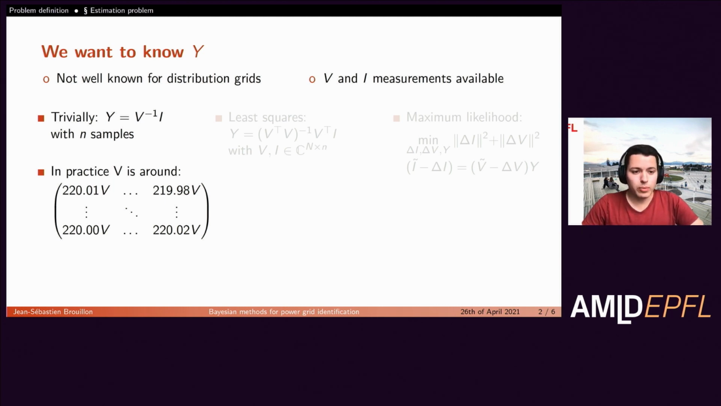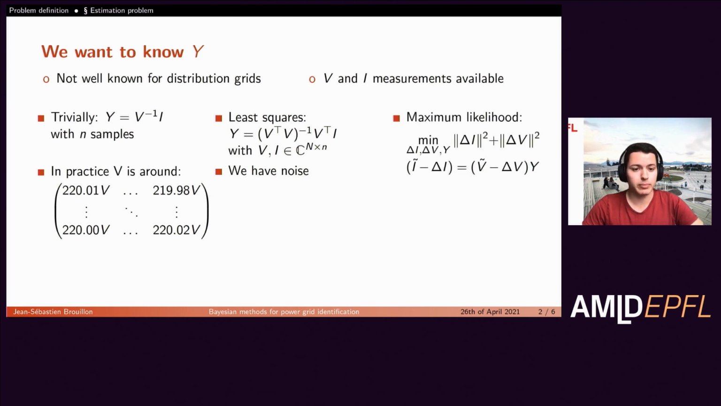So in order to cope with the singularity of this voltage matrix, you could say we take the pseudo inverse, which is also called the least squares. And we take a large number of samples, and we should get a good estimate. Problem is we have noise on both V and I from the measurement. And even if it's small, and even if you have an infinite amount of samples, this will lead to a bias of your estimate.